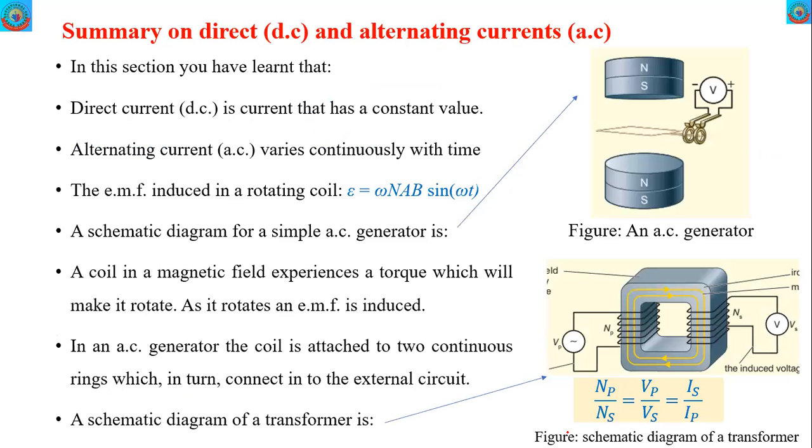Okay, so let's summarize today's discussion. In today's discussion, direct current is a current that has a constant value, and it is obtained from cells and batteries. Alternating current varies continuously with time, and it is obtained from a power source.